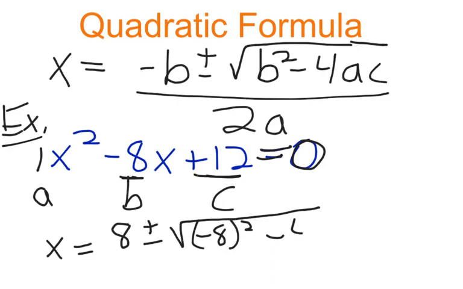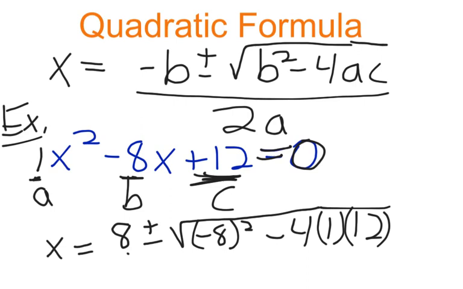Next up is minus 4. My a is 1, so I plug in 1 in parentheses, and my c is 12, so I put a 12 in parentheses. And it's all written over 2a. So 2a is 2 times 1. And I'm going to follow order of operations when I do that.